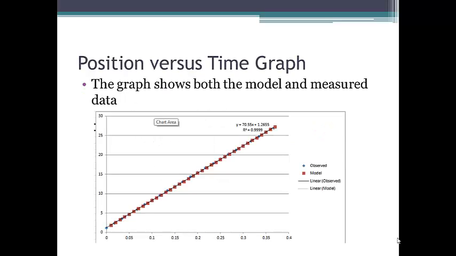I plotted on Excel the observed data in blue squares and the model data in red squares and overlaid the two data. As you can see, there's very little difference between the two.